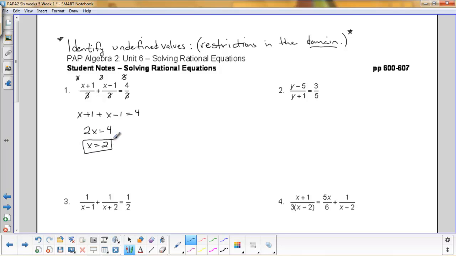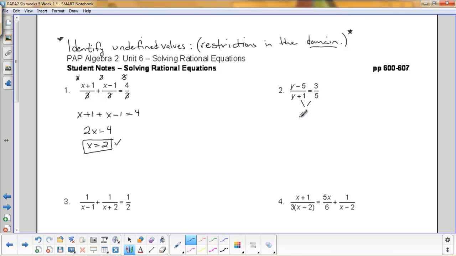As with all rationals, please make sure you check for extraneous solutions by plugging in every answer you get to the original problem and seeing if it works. 1 plus 2 is 3, 3 over 3 is 1, 2 minus 1 is 1, 1/3 plus 1 is 4/3, checks out, it's not extraneous.